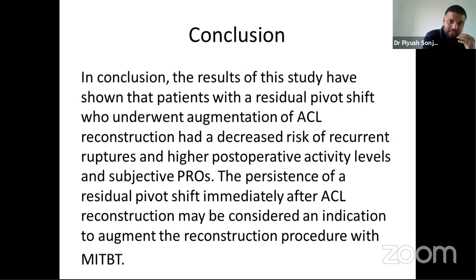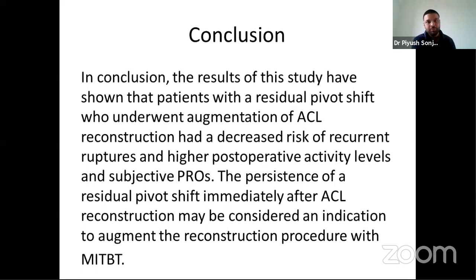What is the conclusion? The results of the study have shown that patients with residual pivot shift who underwent augmentation of ACL had a decreased risk of recurrent ruptures, as there were zero recurrences in the ALL group, and higher post-operative activity levels as indicated by KOOS and TAS scores. The persistence of a residual pivot shift immediately after ACL reconstruction may be considered an indication to augment the reconstruction procedure with MITBT. In conclusion, thank you.